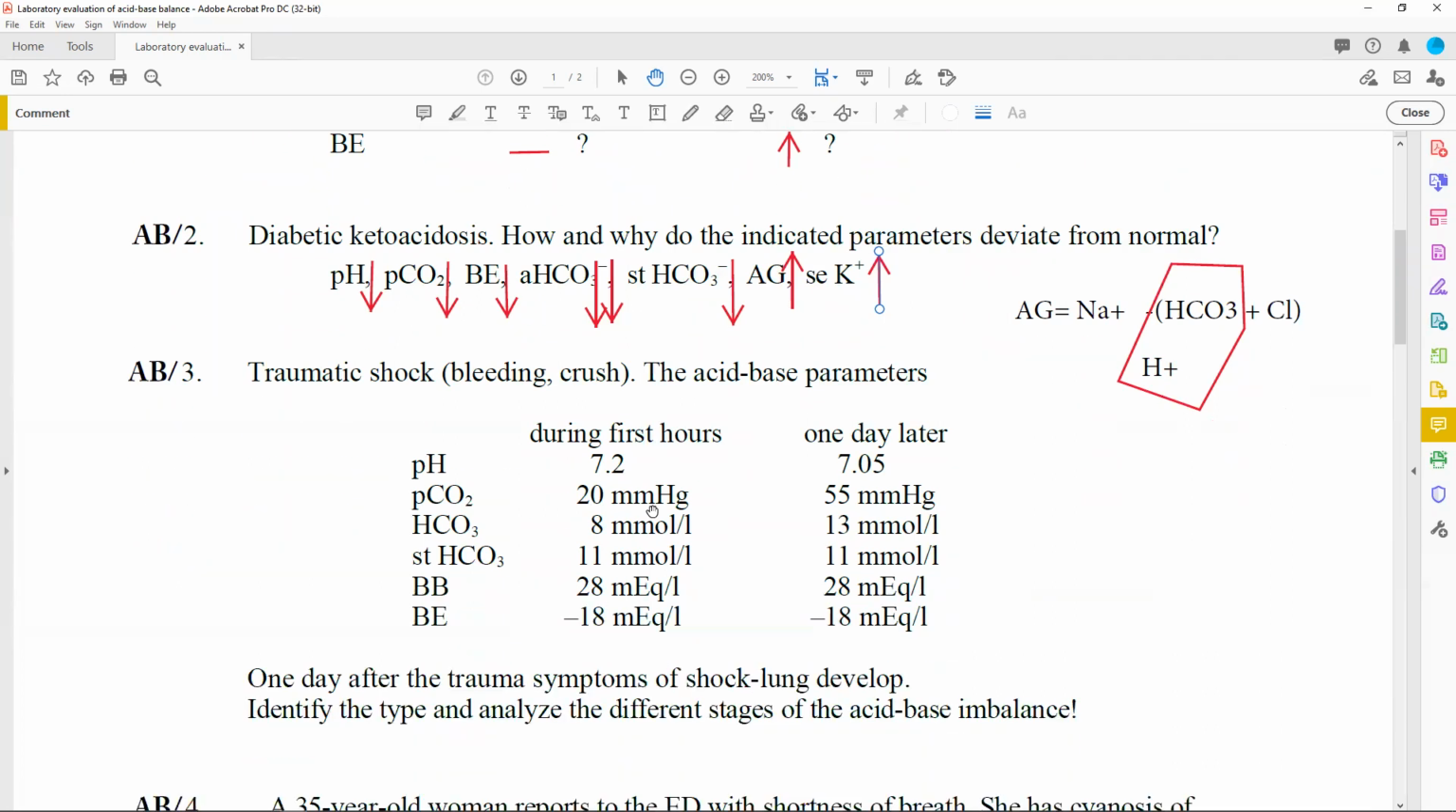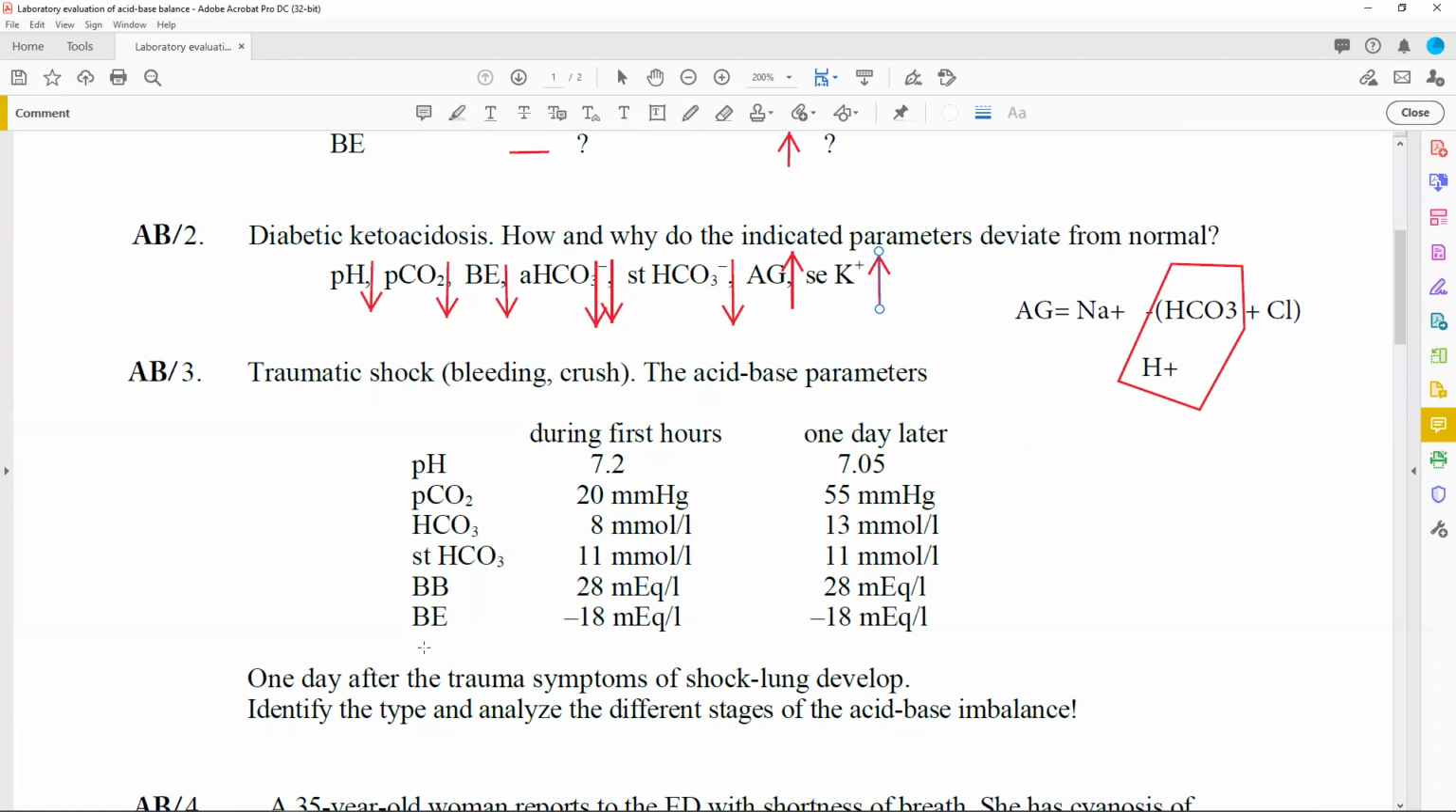Okay, let's see the third question. Astrid, Frida? Yeah, I'm here. Okay. Okay, so we have a traumatic shock. These are the acid-base parameters.